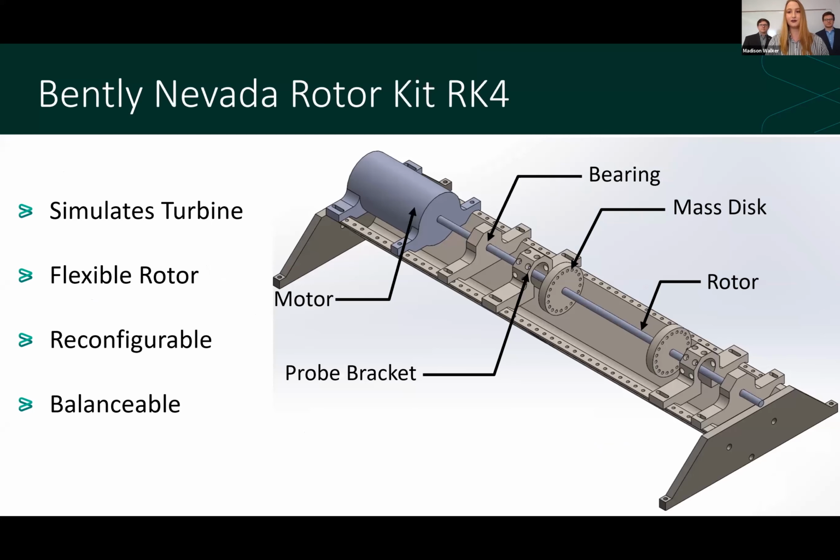This is our Bentley Nevada rotor kit, the RK4. We have multiple ways that we can balance this and reconfigure this. You can see the holes along the side of the trough help with that. This actually simulates a real turbine. The rotor is only about 10 millimeters in diameter, whereas a real turbine would be about 2 feet. And the rotor here is actually a lot more flexible than a real rotor would be.